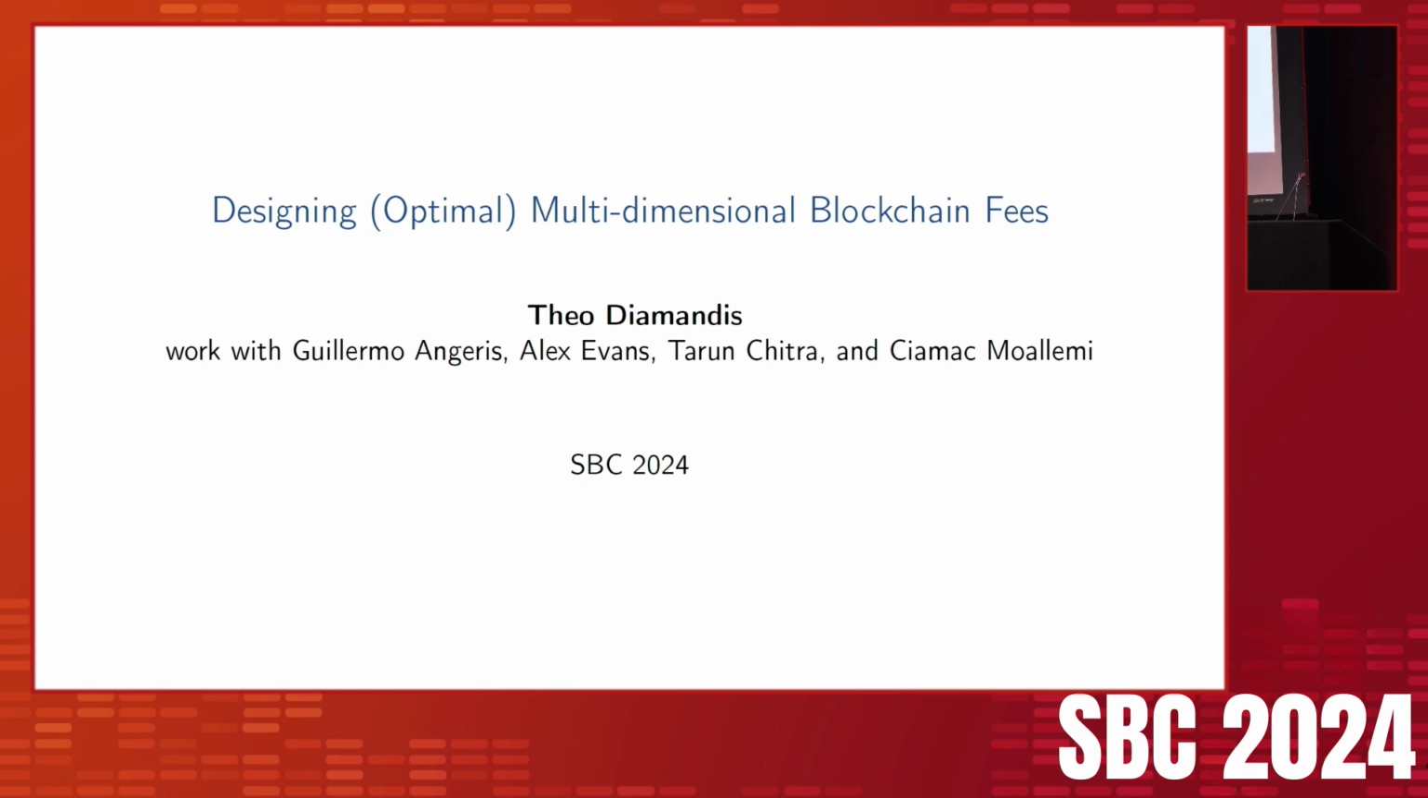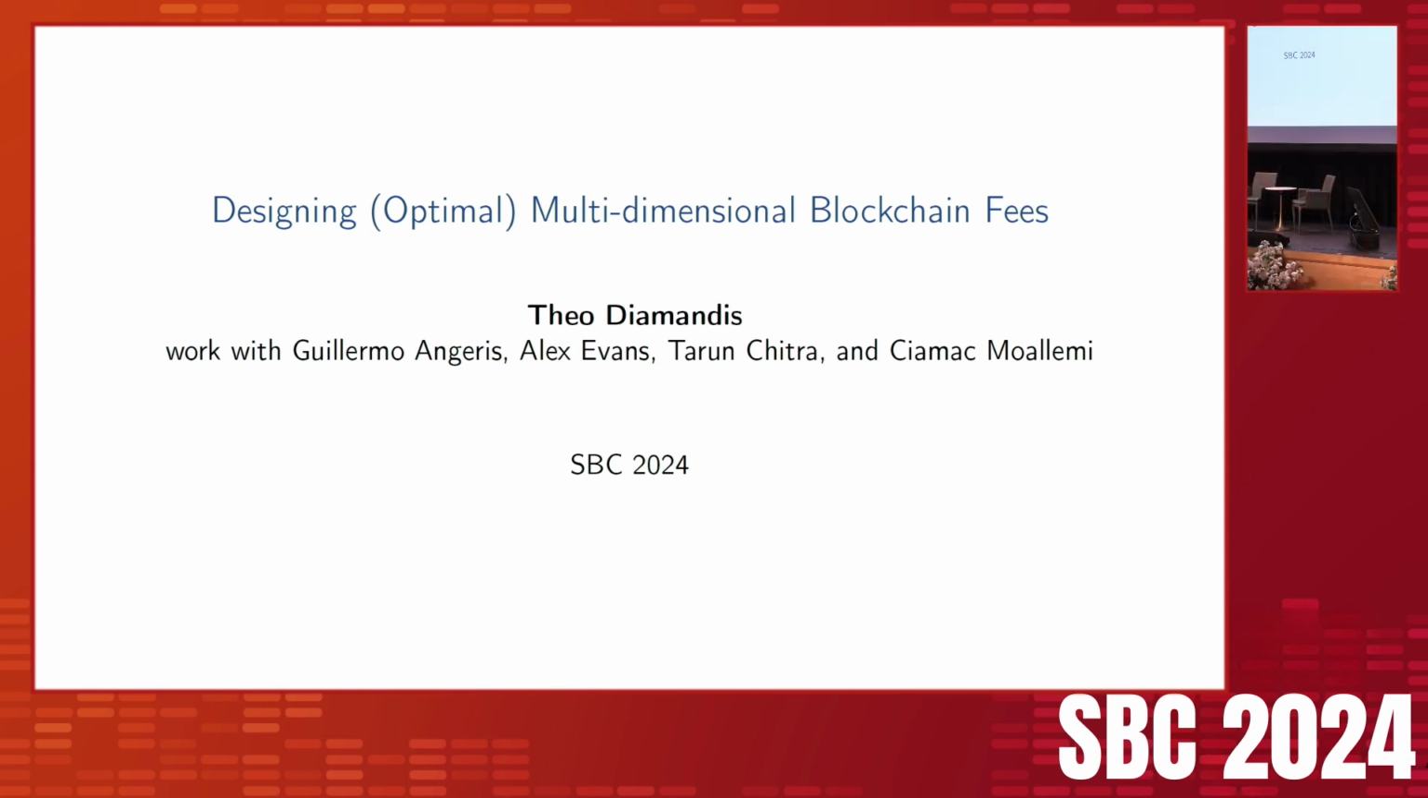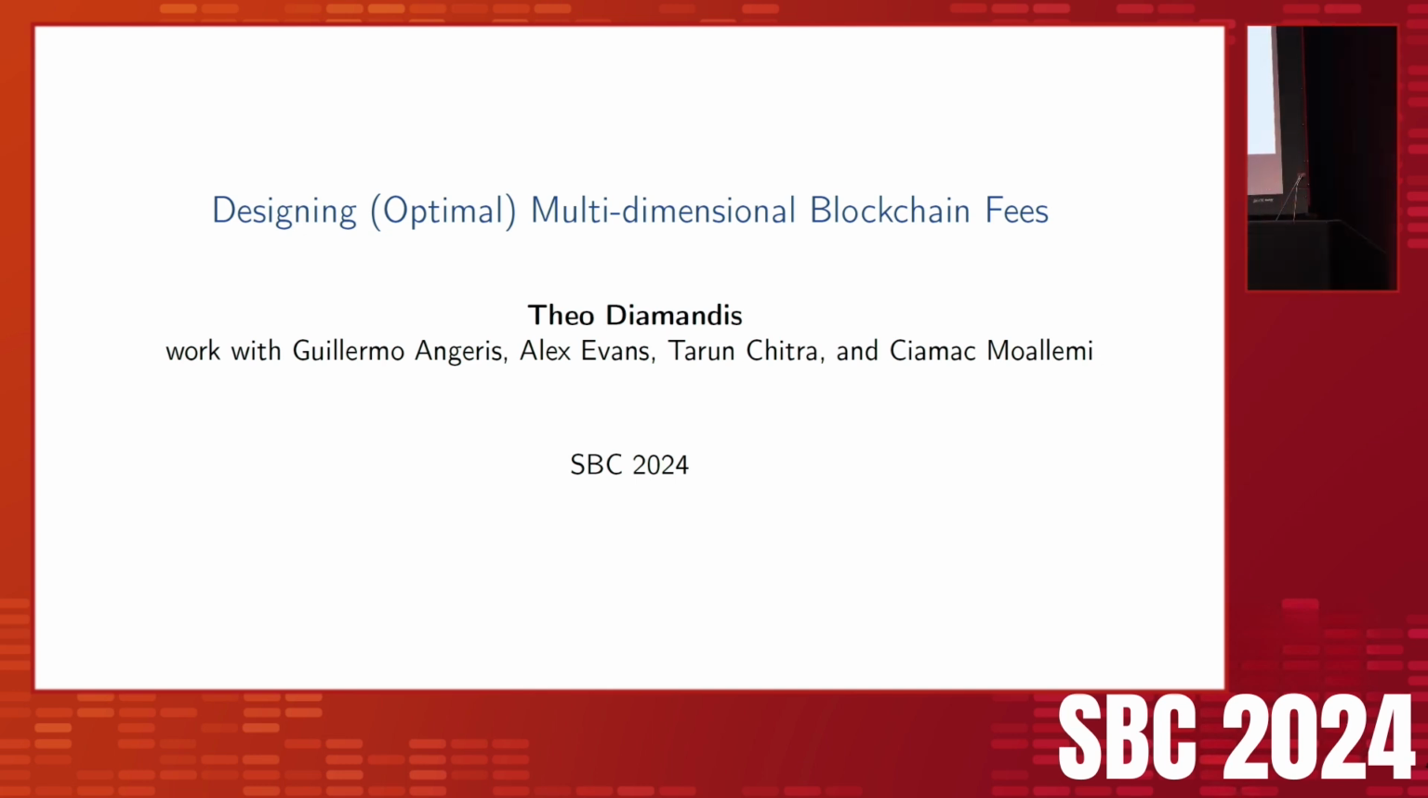So anyway, hi everyone, my name's Theo. I am a PhD student, well, I guess for the next few weeks at MIT, and a research partner at Bain Capital's crypto fund. This is work on multidimensional fees. So how do you do essentially congestion pricing for non-fungible resources that are contested in some way, and joint work with Guillermo, Alex, Tarun, and CMAC.